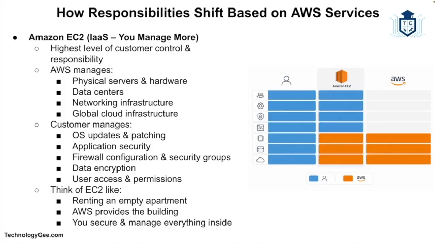You have Amazon EC2. And basically with Amazon EC2, you have the most control and the most responsibility. So AWS is going to handle the physical hardware, the data centers, and the networking infrastructure. You're going to handle the operating system updates, application security, data encryption, firewall configurations. So basically think of EC2 as renting a bare apartment where you have to furnish and secure everything that goes inside of it.